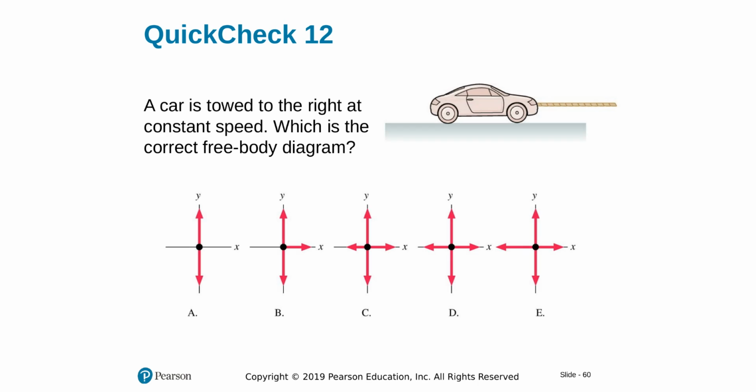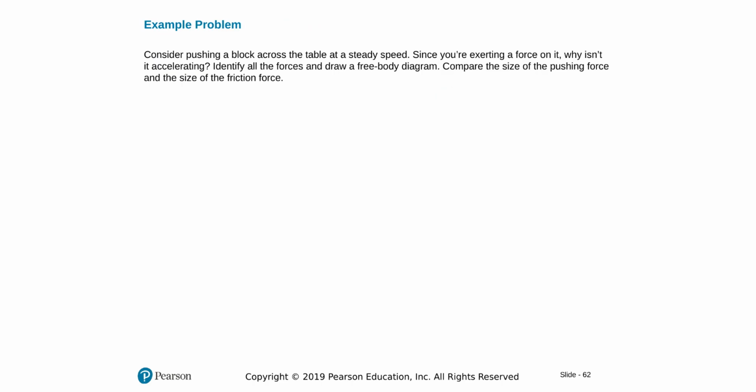Here we go. Here's another one for you folks. A car is towed to the right at constant speed. Draw the free body diagram. We have the answers, go through these. And I'll do this one and let you go after this. I'm going to finish this video after this.